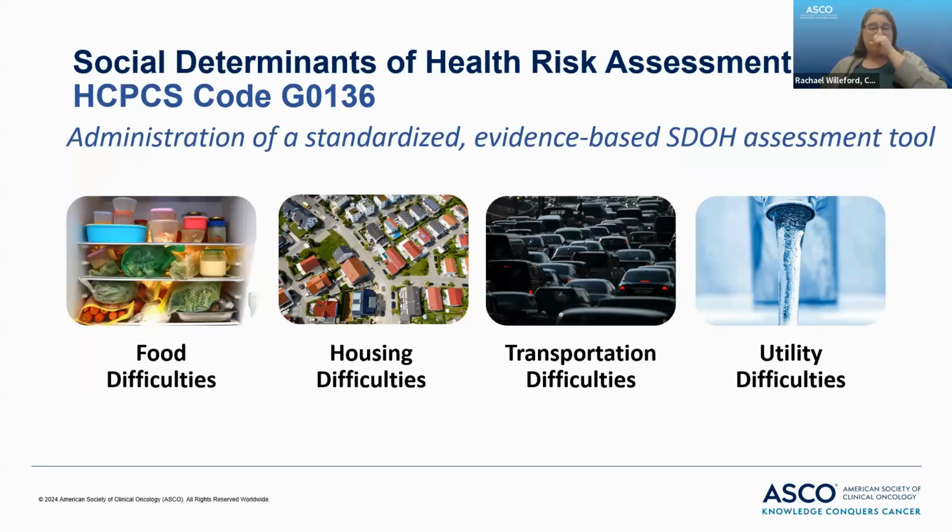The social determinants of health risk assessment code G0136 is used to report the administration of a standardized evidence-based social determinants of health assessment tool. At a minimum, the tool that is utilized must assess the patient for 4 specific categories. Those would be food insecurity, housing insecurity, transportation needs, and utility difficulties. The tool may include other items that may affect compliance and the social needs of a patient, but at a minimum, it must assess for these 4 items to be able to report the code.